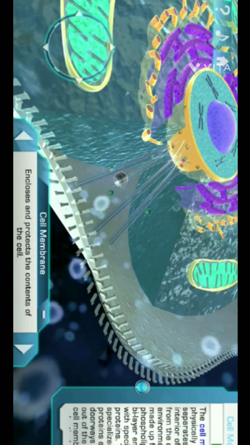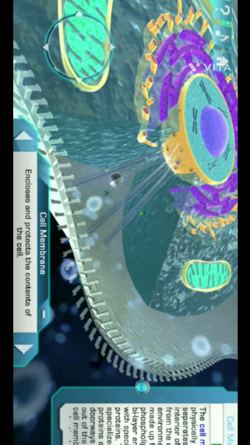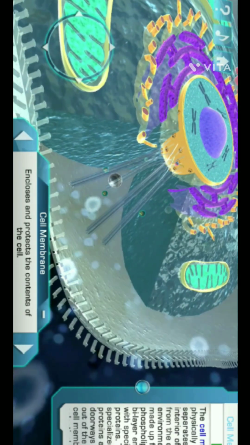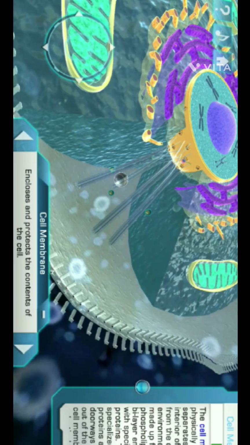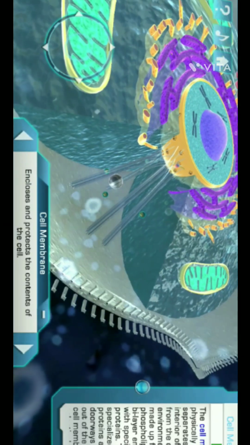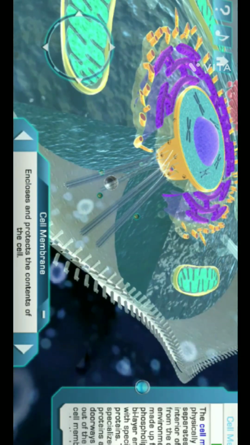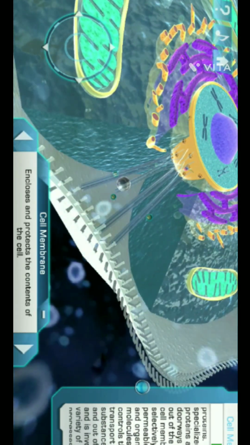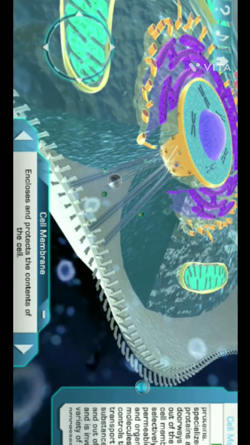The cell membrane physically separates the interior of all cells from the outside environment. It's made up from a phospholipid bilayer embedded with specialized proteins. These specialized proteins act as doorways into and out of the cell. The cell membrane is selectively permeable to ions.